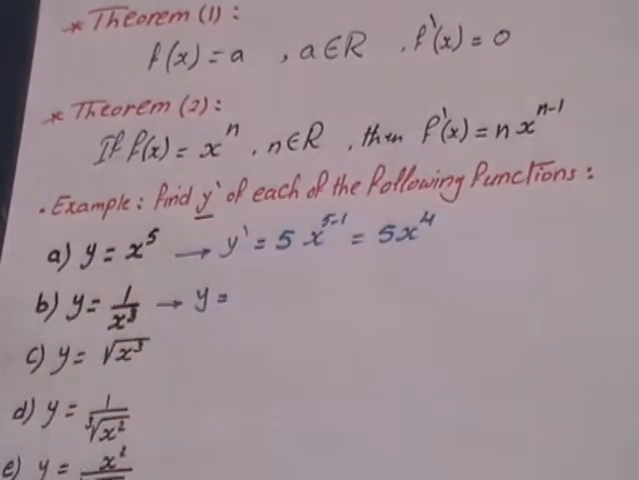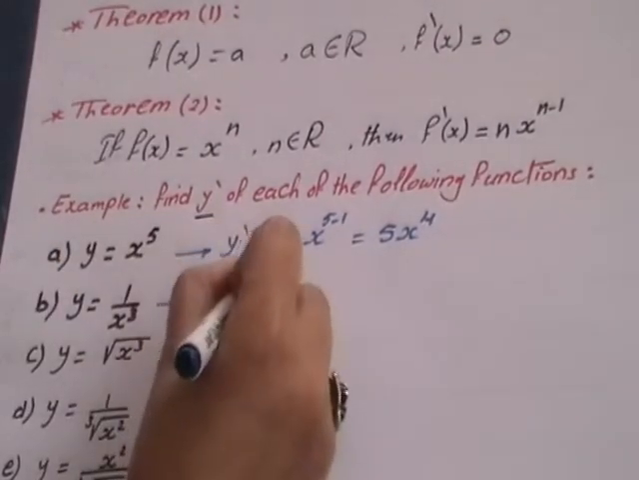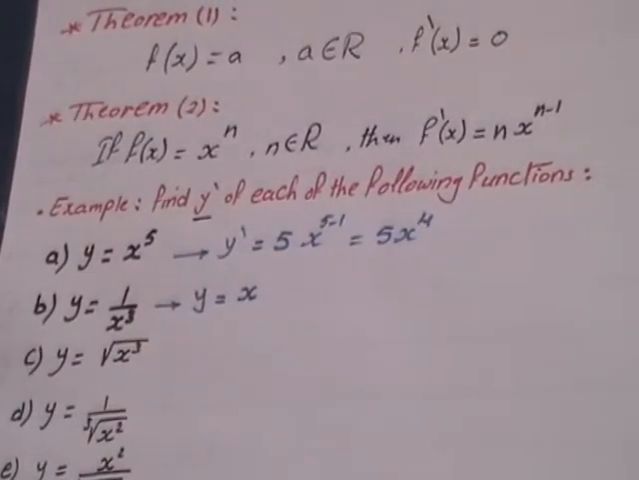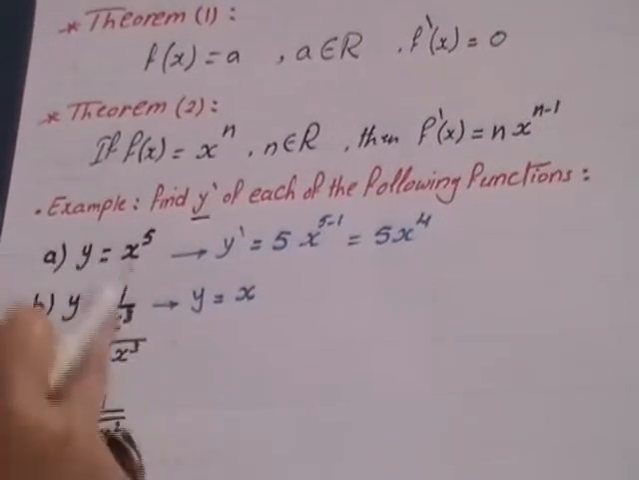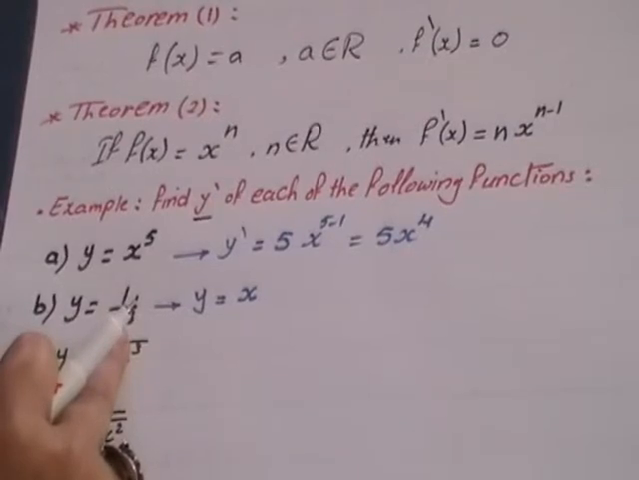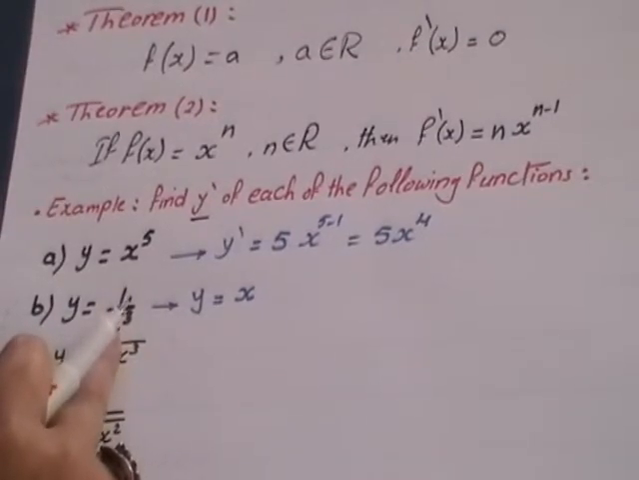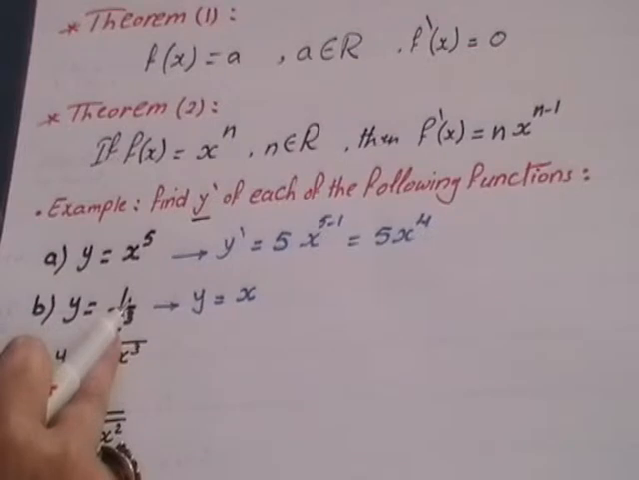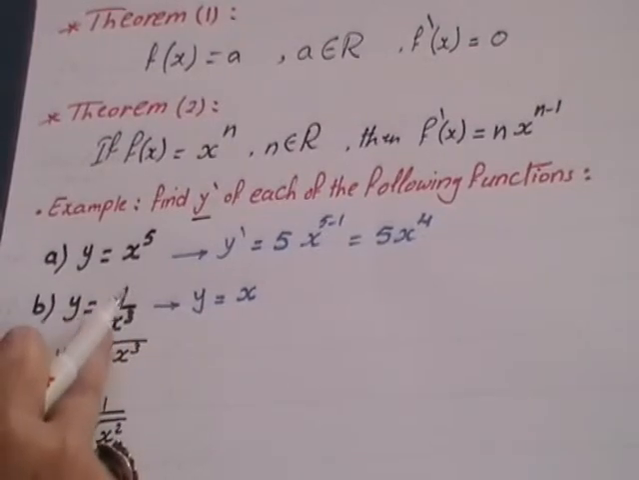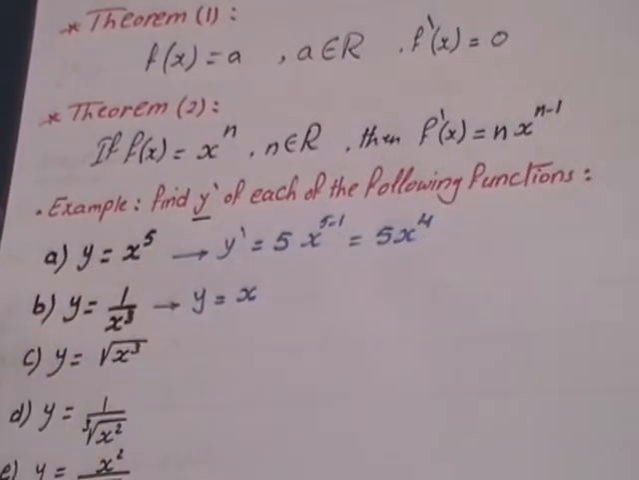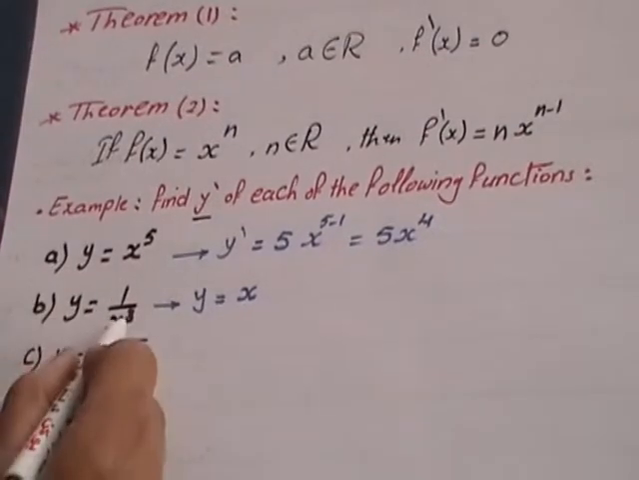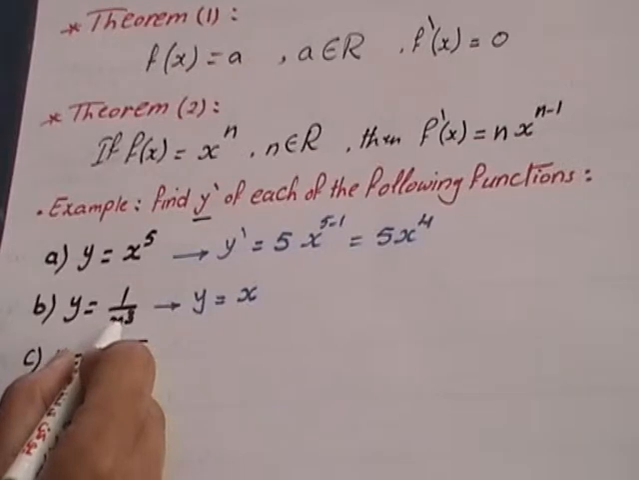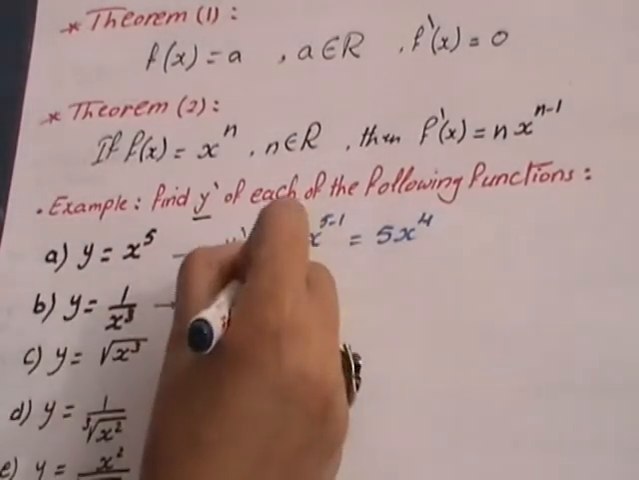Y equals x power 3? No, we must change the sign of the power, because we know that any base with a power in the denominator, if I remove it from the denominator to the numerator, we must change the sign of the power. The power here is 3, so the power will be negative 3.